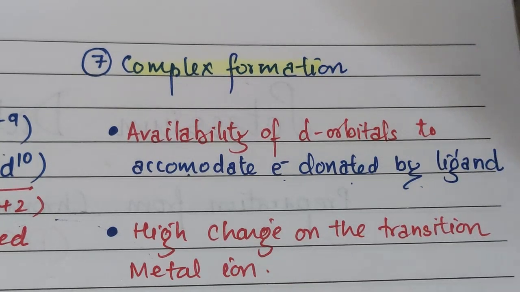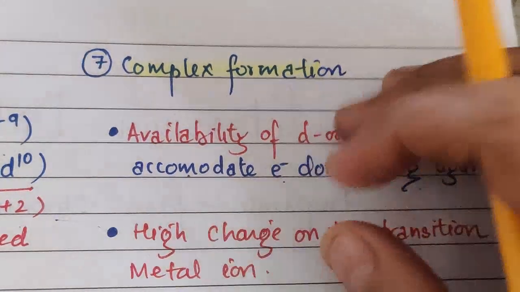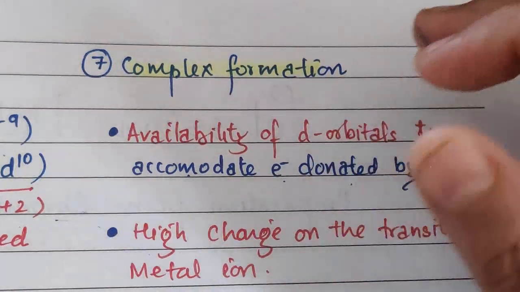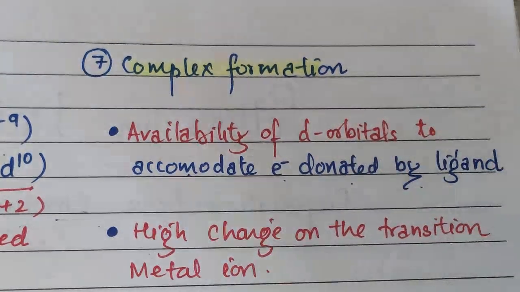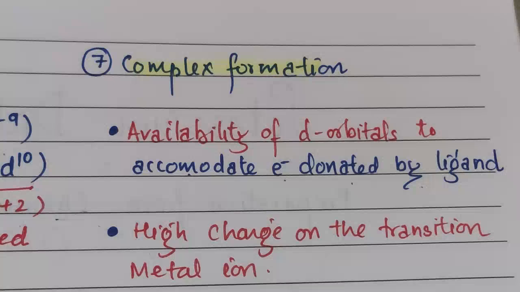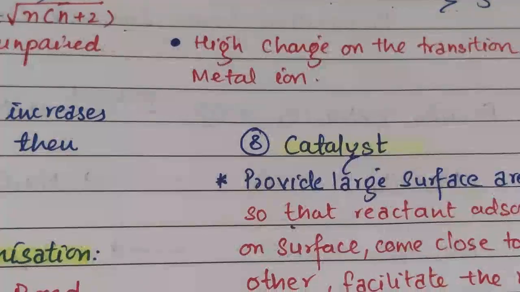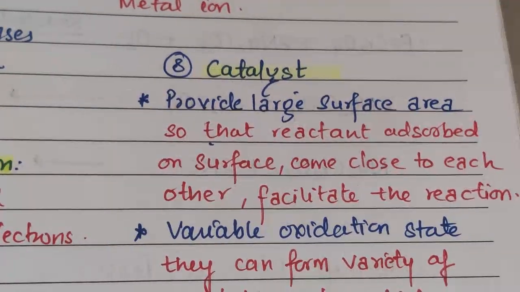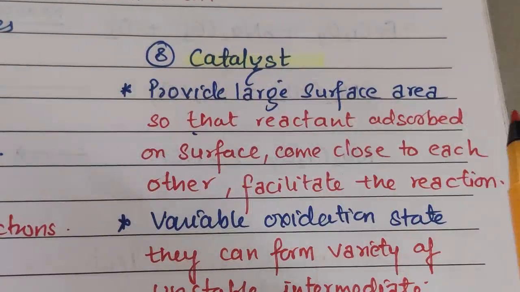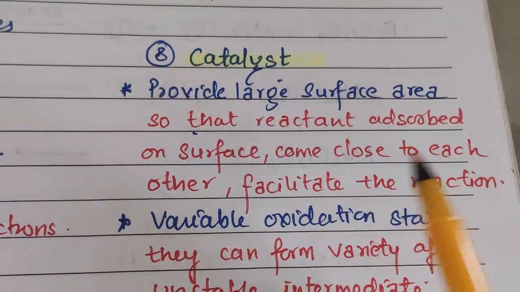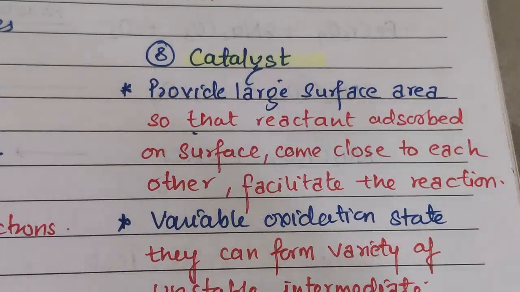Now, an important point: you have observed in a number of reactions that d block elements are used as catalysts. For example, V2O5, nickel, platinum in hydrogenation. So why are they used as catalysts? Why always transition elements? There are two reasons. First, they can easily provide a large surface area so that reactants absorbed on the surface come close to each other and facilitate the reaction.